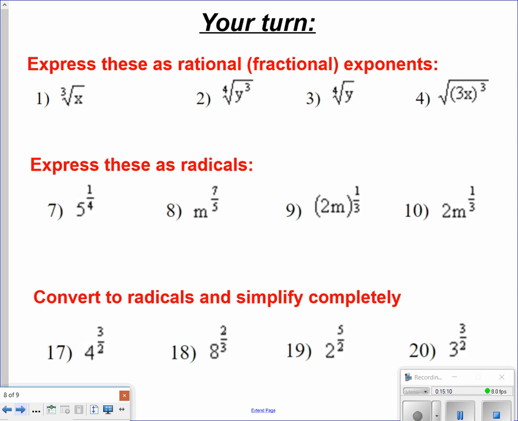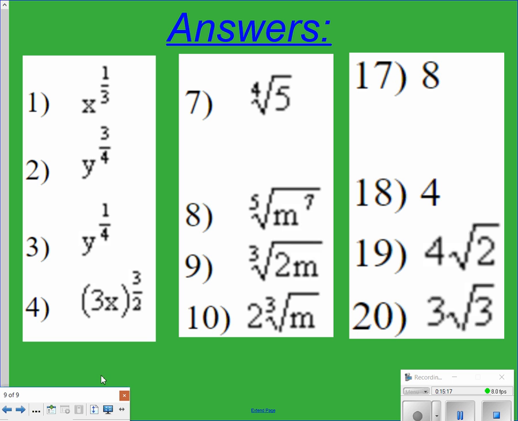Pause it. All right, here are your answers, possibly. Check them out, see how you did. Make sure you've written all this down on a piece of paper, and you're going to hand this in for a grade.